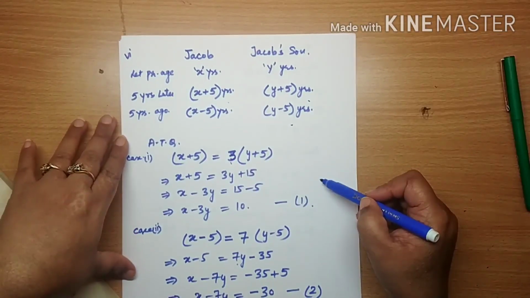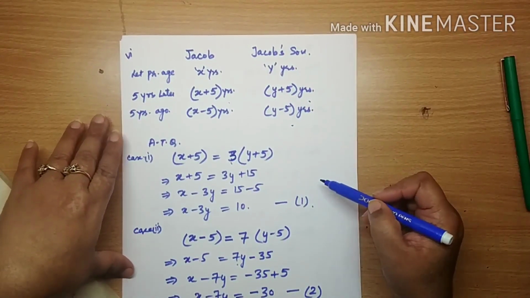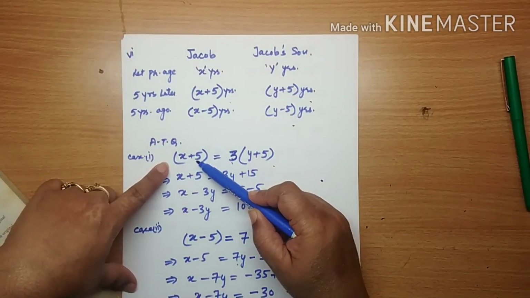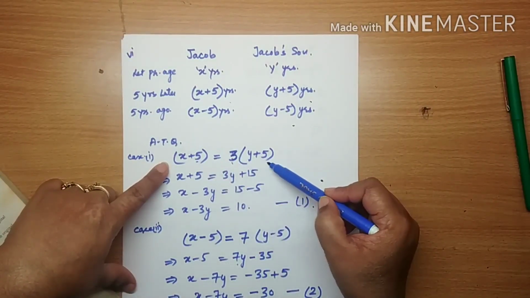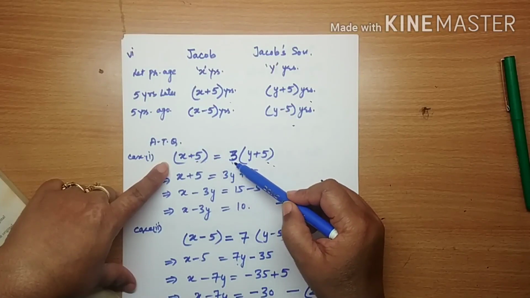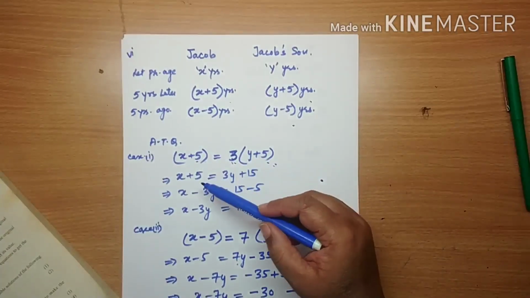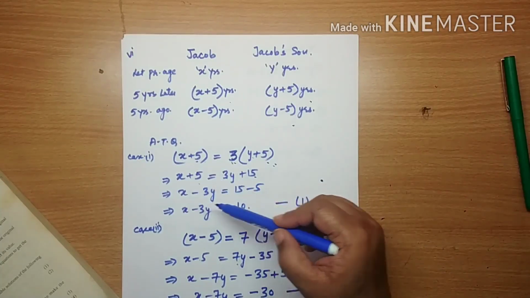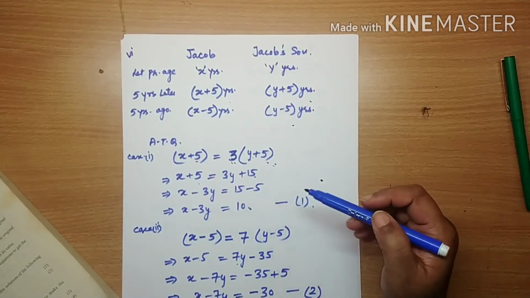Now case 1, he says after 5 years the relation is Jacob is 3 times his son's. So Jacob's age 5 years afterwards and son's age 5 years afterward. So his age is 3 times this, so 3 into this. So x plus 5 is 3y plus 15. x minus 3y is 10. This is the first equation.